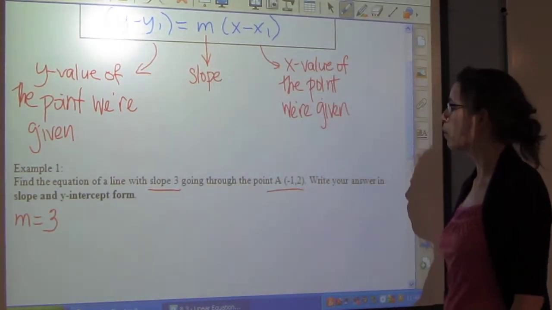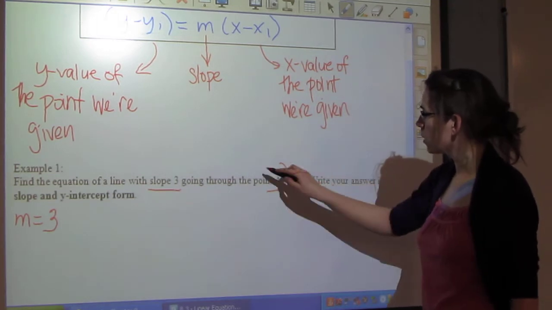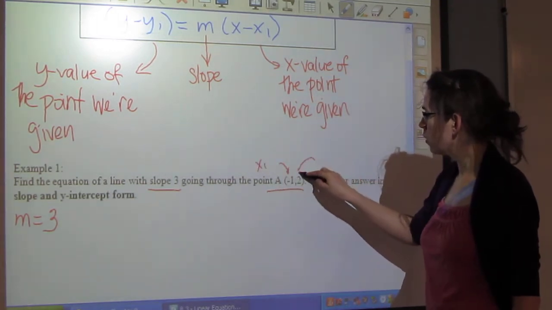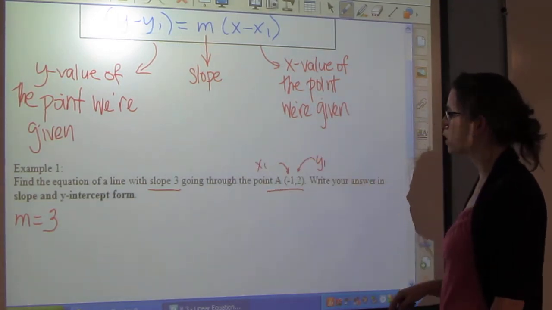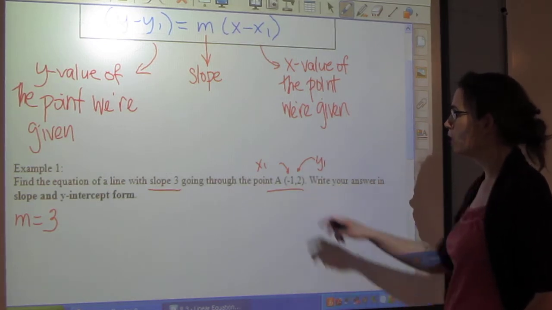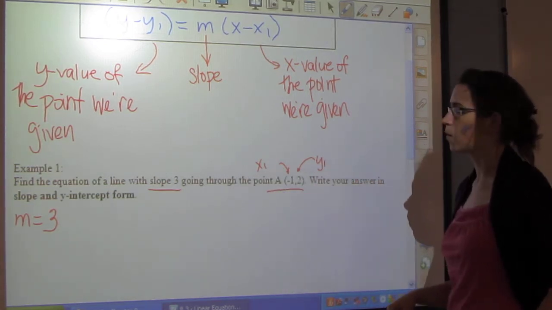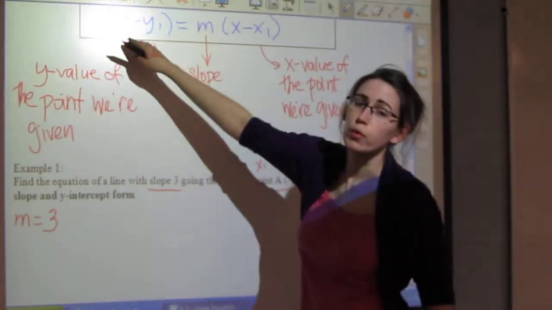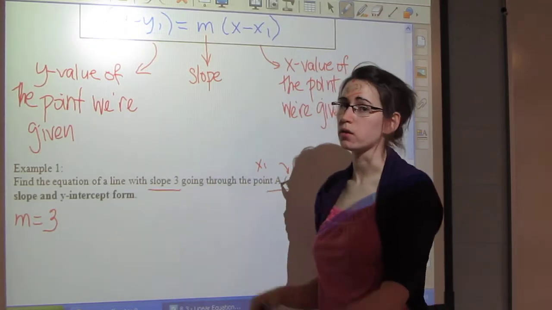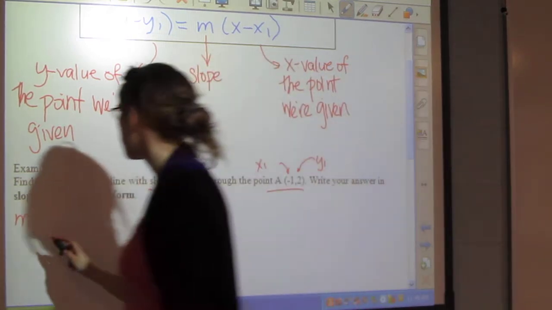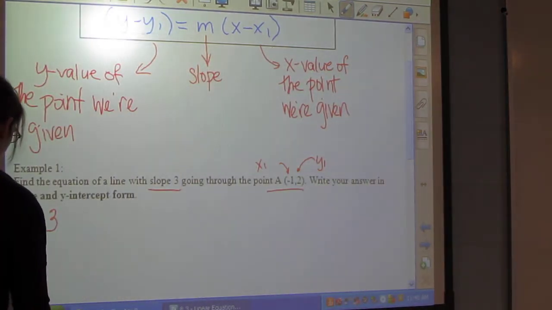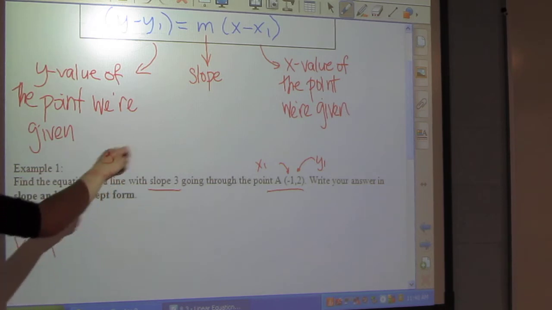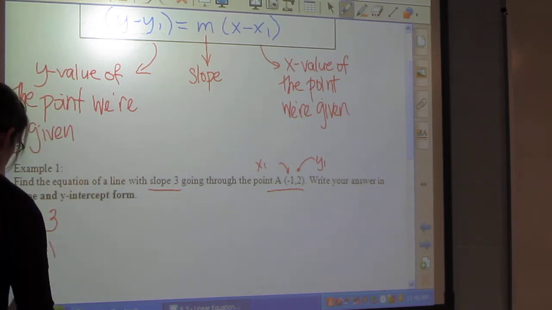We're given ourselves a point. The x value is always the first one. The y value is always the second number that's in here. And remember, this is my x1 and this is my y1. It's the point that we're given, not the plain x, not the plain y. Remember, that's the x and the y that show up in our final answer. So x1 is equal to negative 1. And y1 is equal to 2.